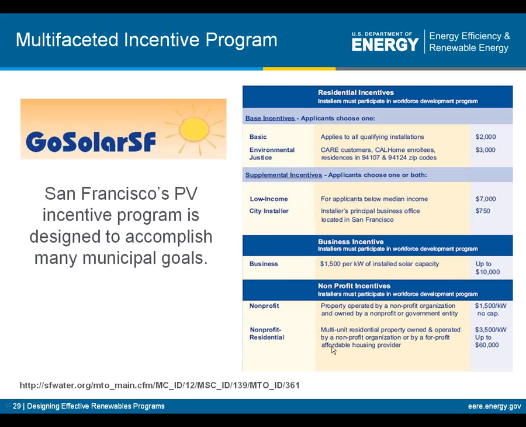This is just a quick example of an incentive program. It is a PV incentive program, but it has a number of different components to it that are helping it meet some of the objectives that the program set. There's a residential, business and nonprofit component to the program. All of them have to have installers that participate in this workforce development program. And you can see some adders for some particular things the program wanted to encourage. A little bit higher incentive for low-income customers, an additional adder if you use an installer who's based in the city, higher incentives for nonprofit multi-unit residential property. So it's a way of designing a single program that can meet multiple objectives.